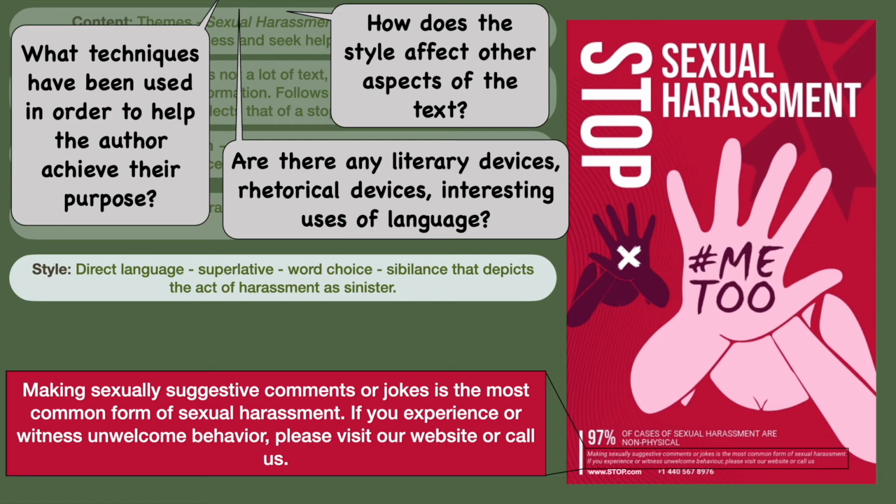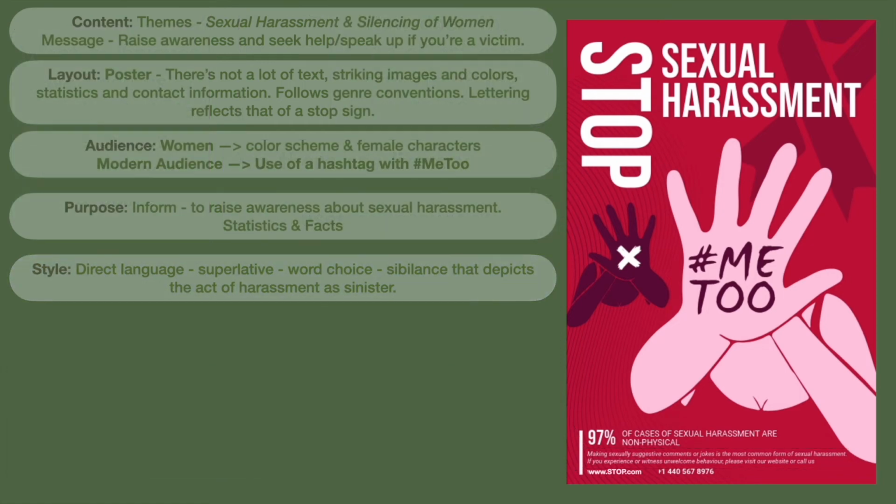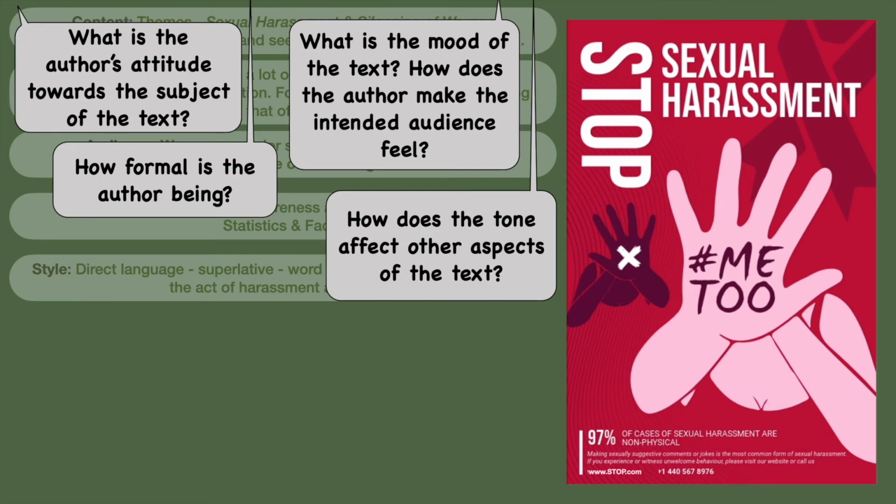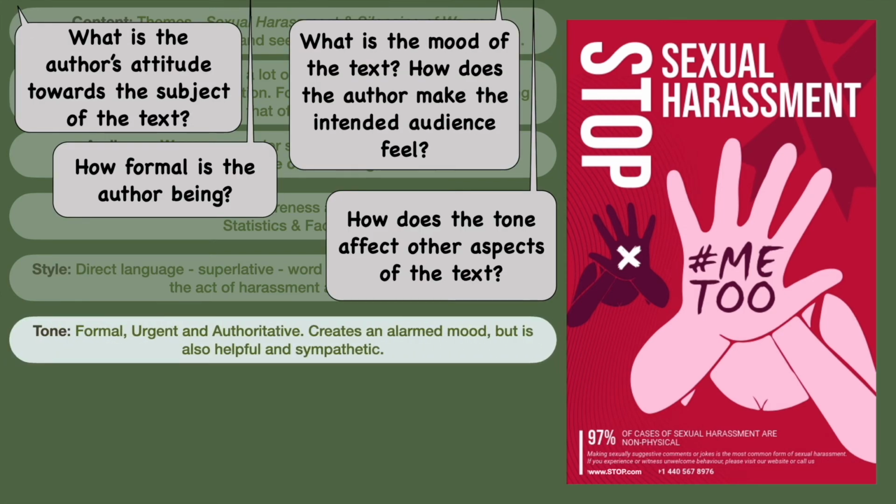And then finally, we need to think about the tone of the text, which we can do by asking these questions. Upon consideration, we might think that the tone is quite formal, but yet it's also very urgent and authoritative. It creates an alarmed mood, but is also helpful and sympathetic. We know this because it's quite alarming with its colours, with its fonts. It's very striking, but also it's quite sympathetic because it invites people to reach out, and there's a helpline at the bottom of the poster.